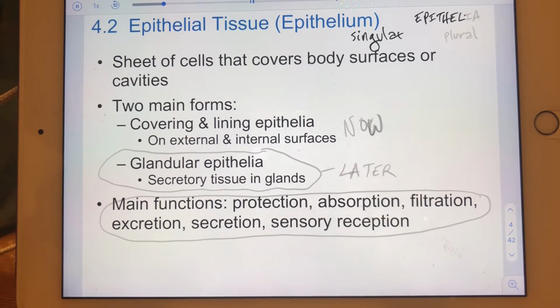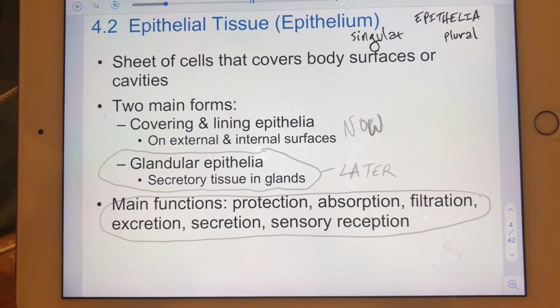Epithelia is plural. All epithelia are comprised of sheets. Some epithelia are comprised of a single sheet. Some are comprised of multiple sheets, okay? But always sheets of cells. And these sheets either coat or line or cover different parts, different structures in the body.